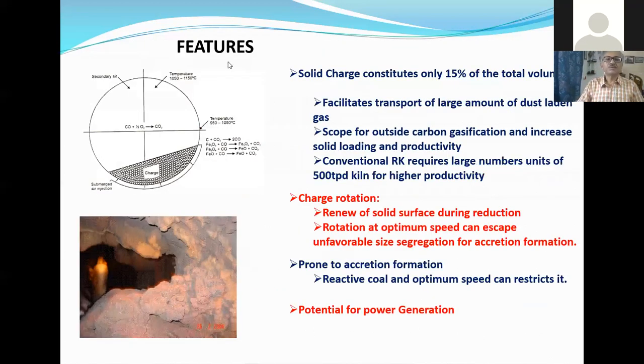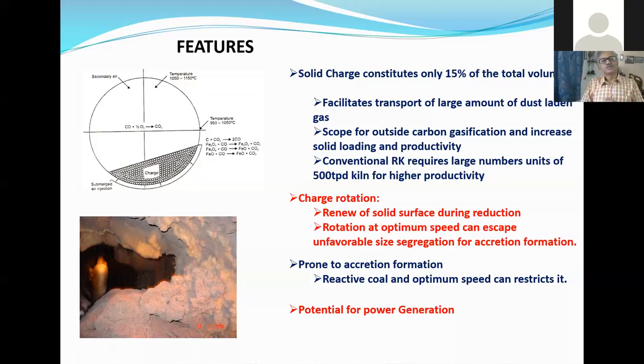Now some of the features: if you see the inside of the rotary kiln, it looks like this. You can see the solid loading is only 15%, and 85% is free phase. This is called the free load. Because of this large space, that basically facilitates the transport of dust-laden gas. A lot of gas is generated because of the coal combustion inside the rotary kiln, a huge amount of dust-laden gas. So you have to supply so much free load such that the gas can be transported out.